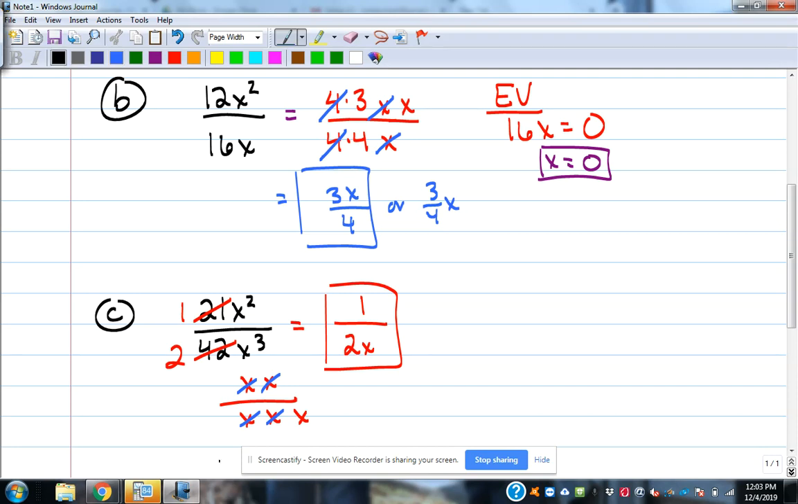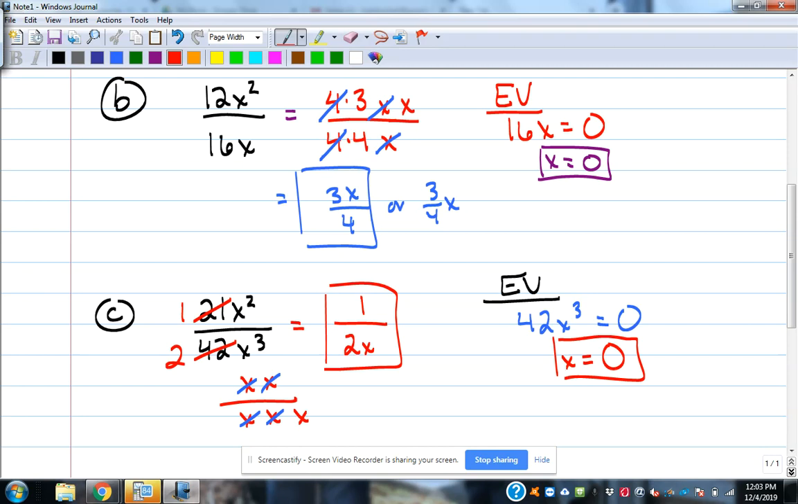We didn't do excluded values, though. We forgot to do that. Let's do those. Go back to the original. What's the only thing that x could not be? 42 times what gives me 0? 0. 0 is the only number I can plug in for x and make that equation work. So the excluded value for that one is 0.